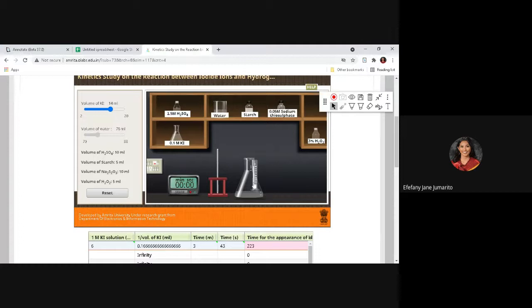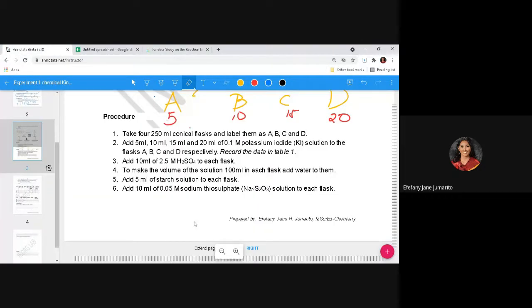Okay, then let's pour. Then procedure 6. Add 10 ml of 0.05 molar sodium thiosulfate solution to each flask.